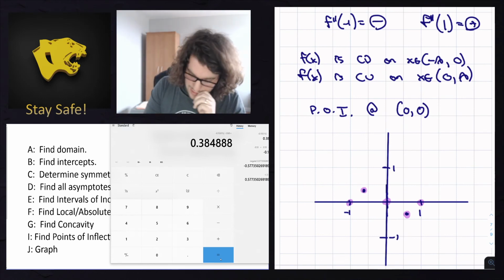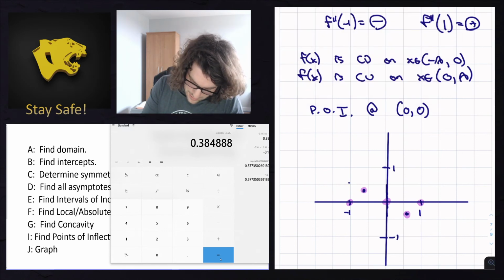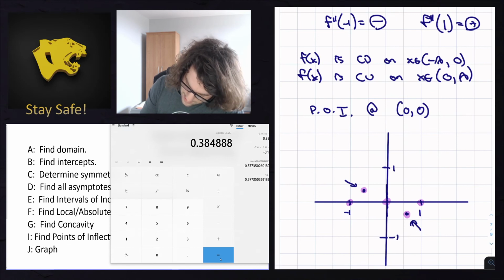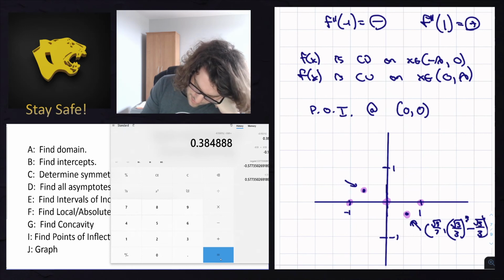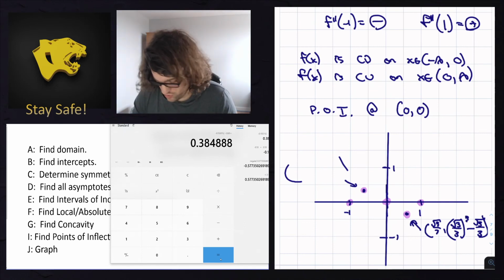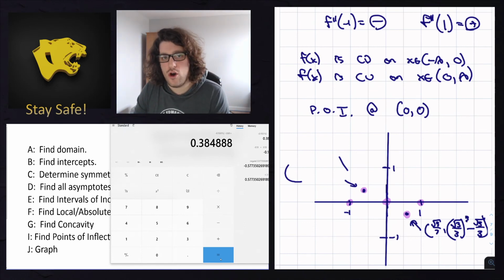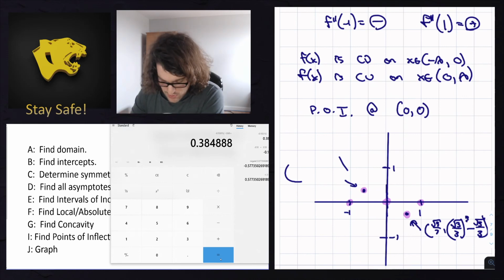Now, again, I could label, I just haven't given myself enough space, but I should probably be labeling all of these points, especially the ones here and here, because they're a little dicey. So if I said that this was root 3 over 3, comma, and then root 3 over 3 cubed minus root 3 over 3, and I could do a similar thing up here. All right, so we have pretty much all the stuff we need. Now, all the important points. We should be able to draw the right pieces between them.